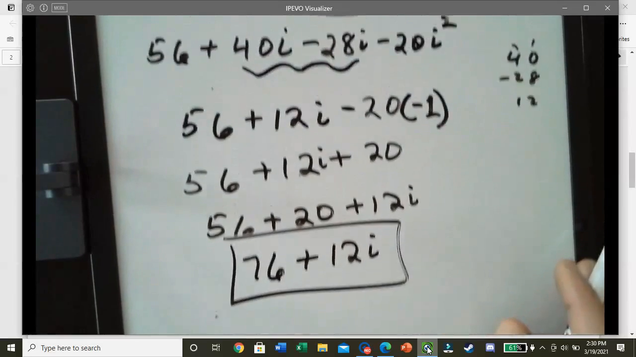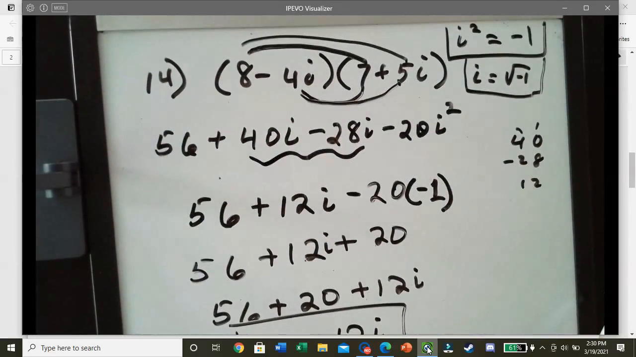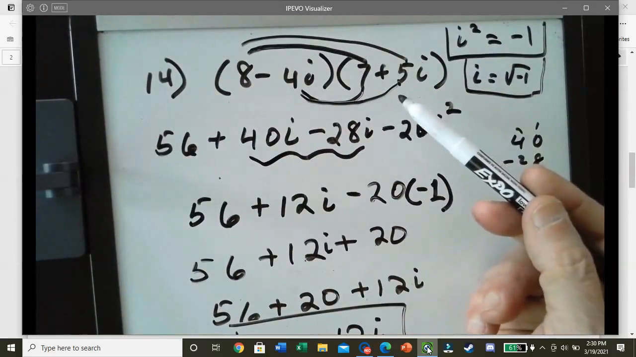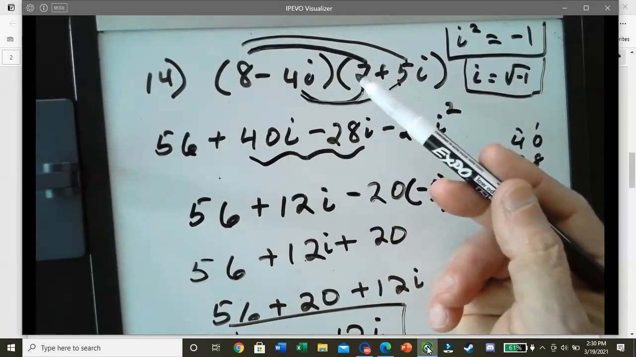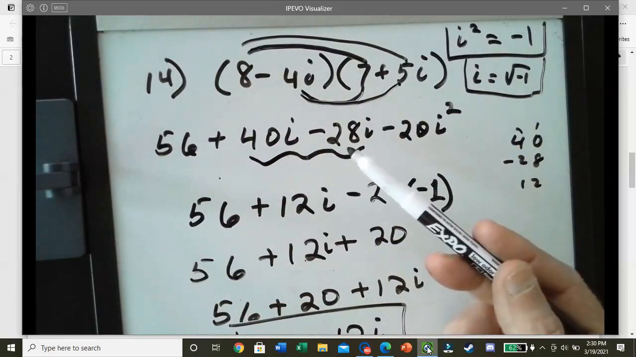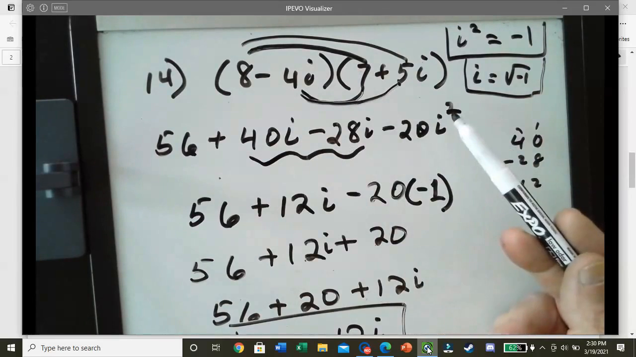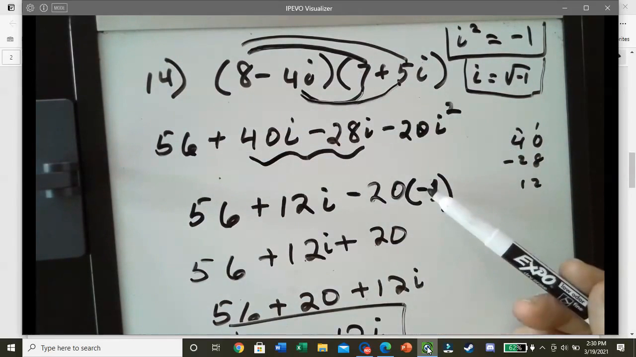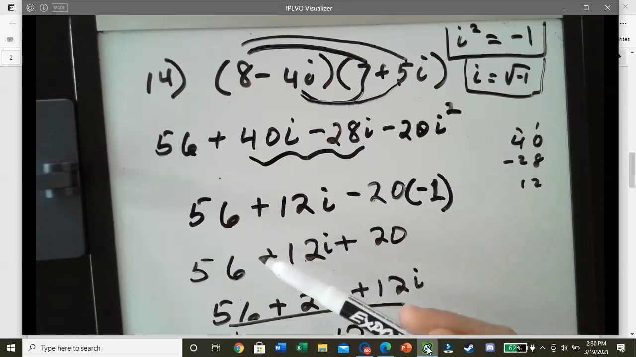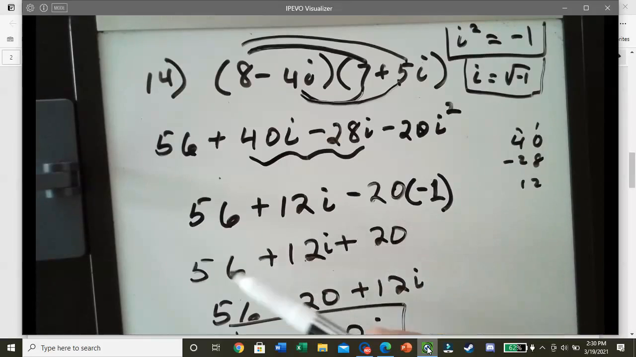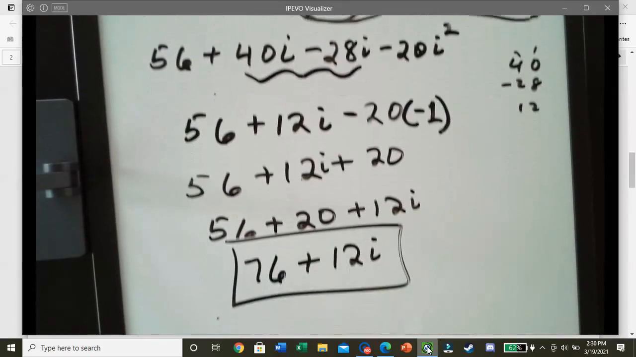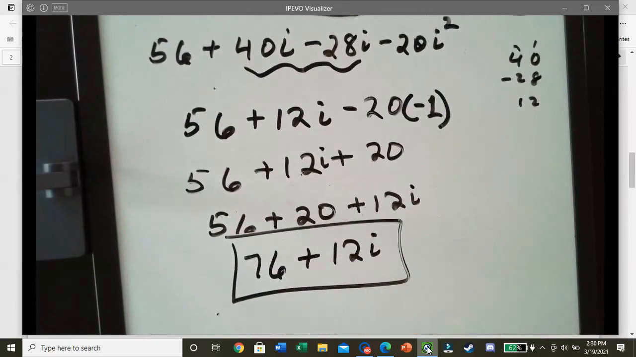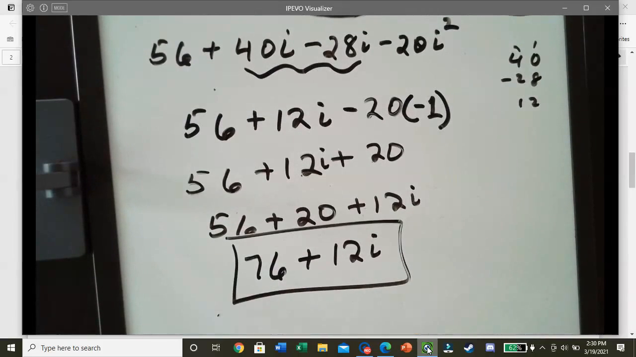So we took two complex numbers, multiplied them together by FOIL, combined like terms, changed the i squared to negative 1, combined the real numbers, and we get a new complex number. Okay, questions there? Okay.